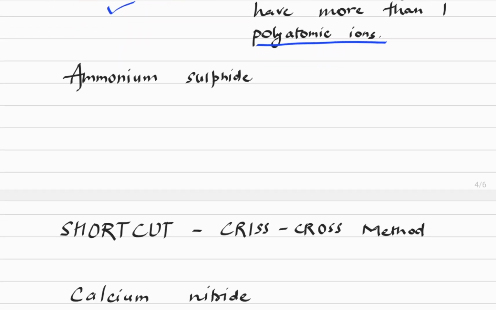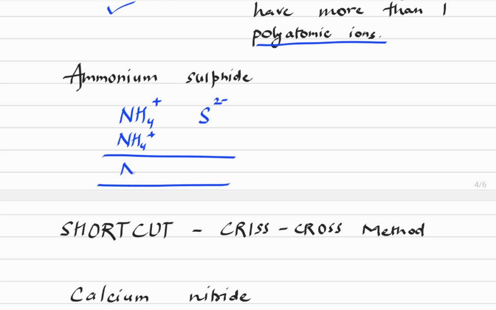So let's do this example where the polyatomic ion is the polyatomic cation, ammonium sulfide. Ammonium is NH4 plus, sulfide is 2 minus. You would have to take 2 of ammonium. That will give you 2 ammoniums, and since it's a polyatomic cation which is present in more than one number, so we'll have to put a bracket, and sulfide is written as it is, right? So this is the formula for ammonium sulfide.